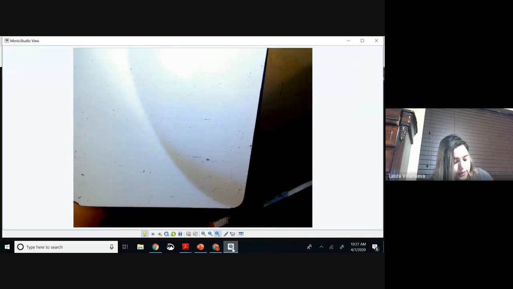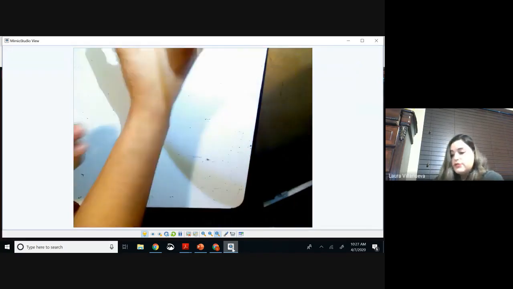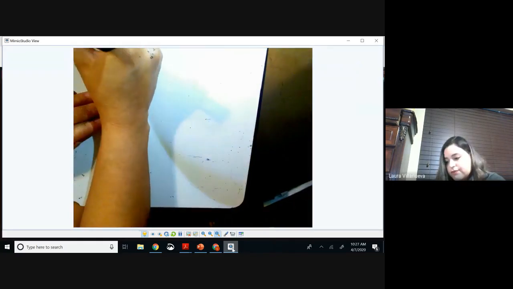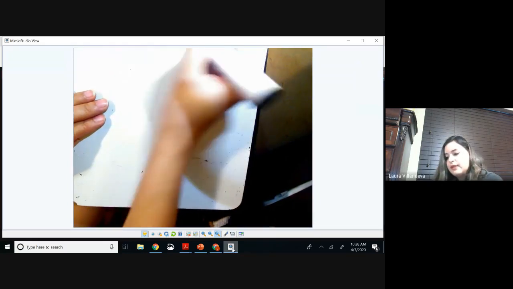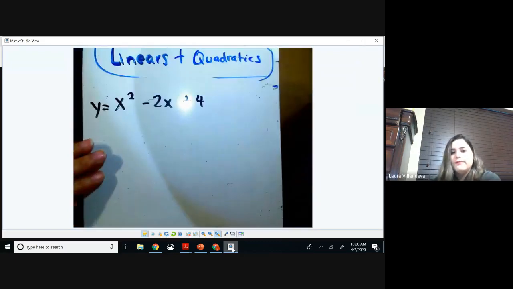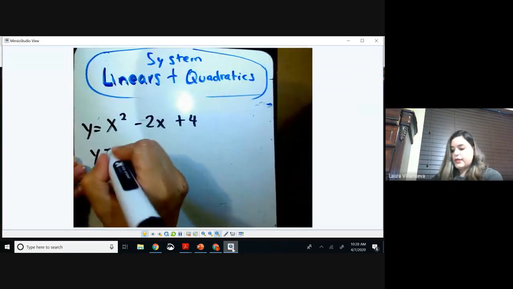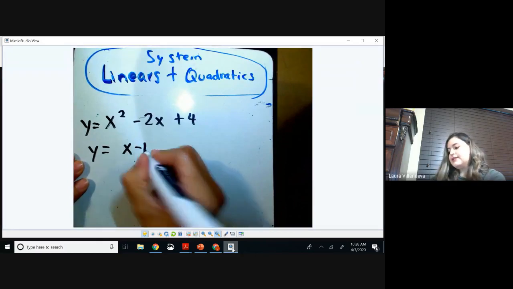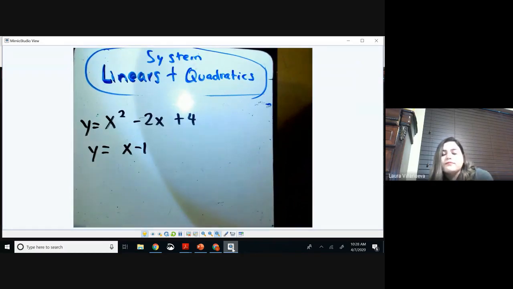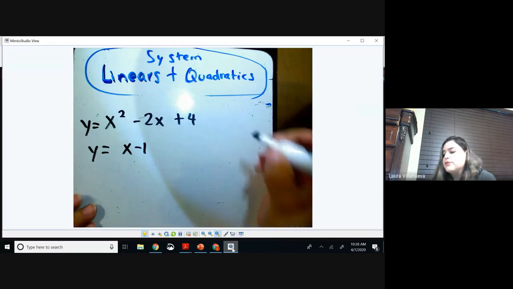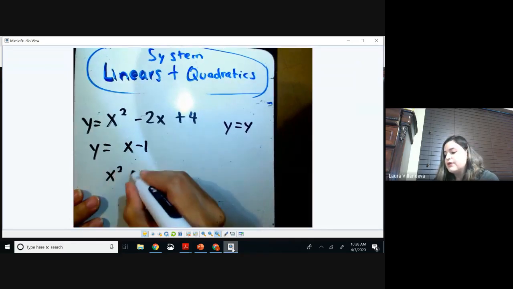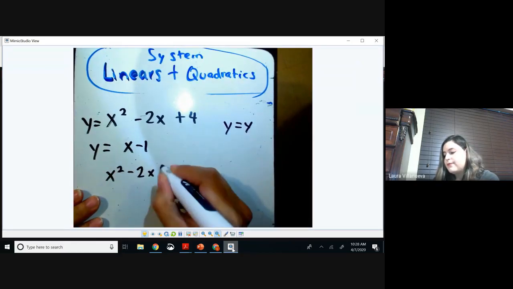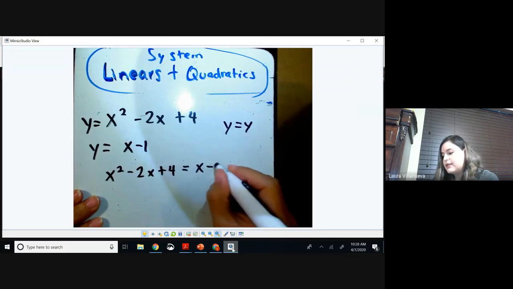All right, I'm going to do one more. I'm going to stop the recording, but I'm going to keep going with the examples so that you can have more examples. So you have y equals x squared minus 2x plus 4, and then you have y equals x minus 1. Okay? Same thing, remember that y is equal to y. This one is equal to that one. So now I have x squared minus 2x plus 4 equals x minus 1.